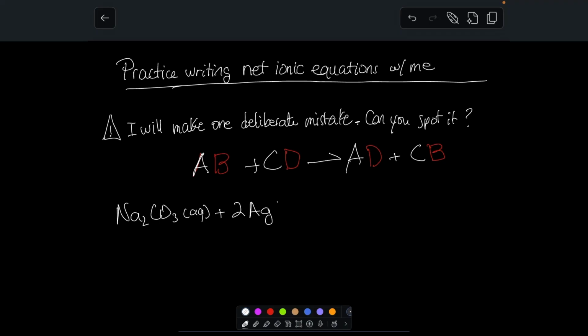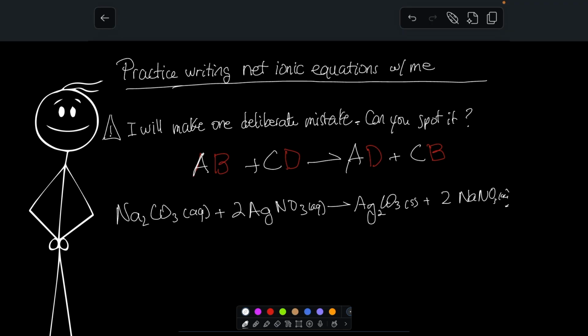So here we have 2AgNO3, that's silver nitrate, also aqueous, combine to get silver carbonate, which is actually in a, let me correct that. Yes, silver carbonate. So Ag2CO3 in a solid state that combines with sodium nitrate in an aqueous state.